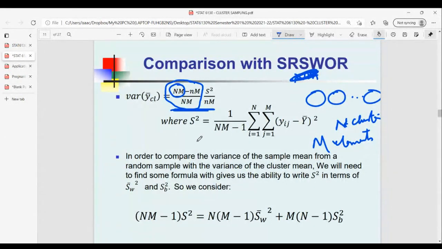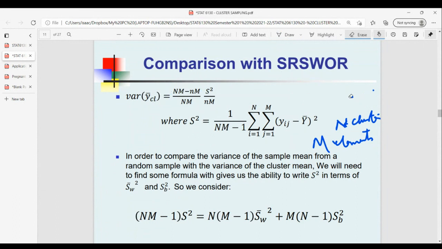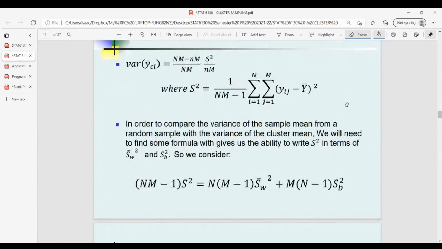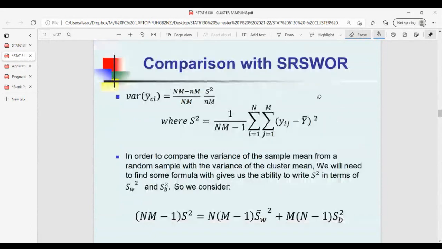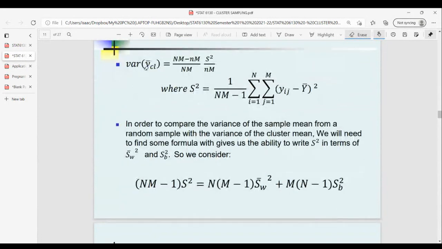Okay. So when you work this thing out, you arrive at this step here, and if we want to find out whether this is in fact better than simple random sampling without replacement and so on, we'll have to look at the variance of Y bar CL and see how we could break it up into little pieces.